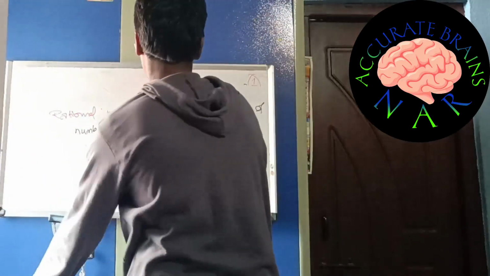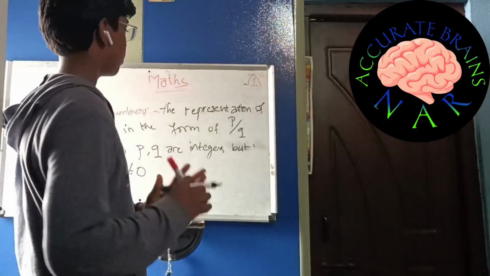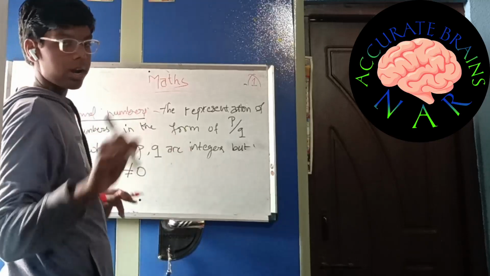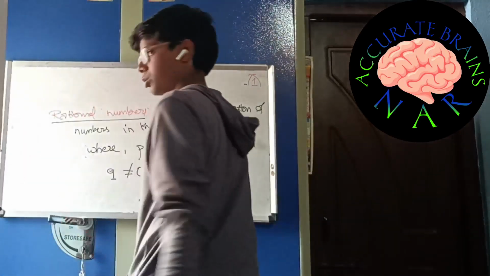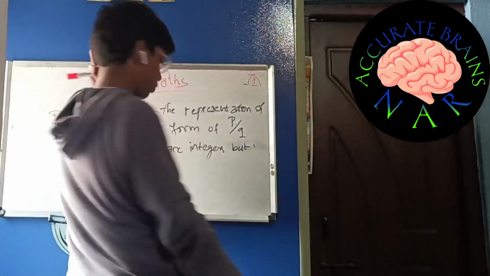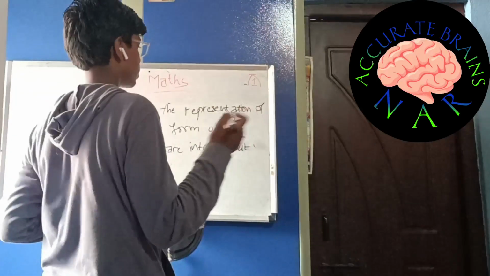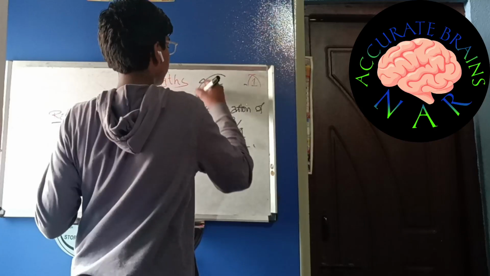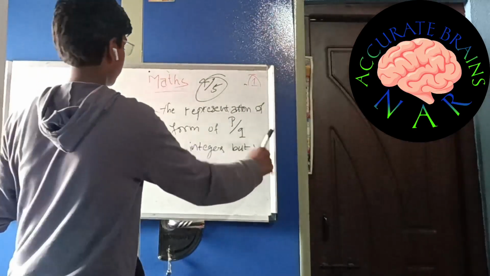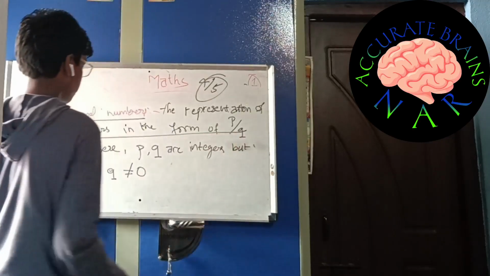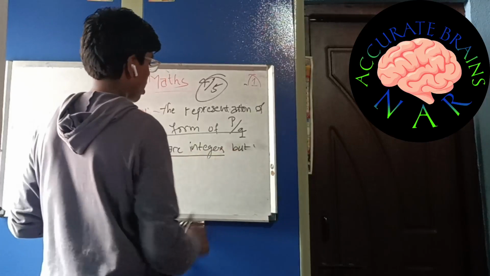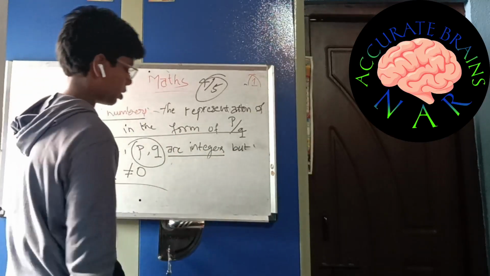Okay, here we are starting our topic. Rational numbers: the representation, the showing of numbers in the form of P by Q. P by Q is nothing but the fraction form of numbers. For example, 4 by 5 is a rational number. So the representation of numbers in the form of P by Q is the main topic, where P and Q are integers, but Q is not equal to 0.